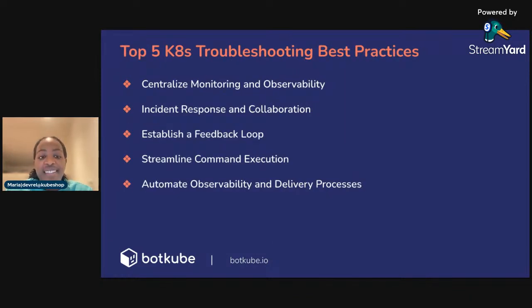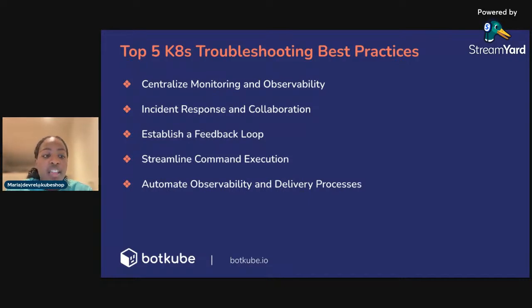So here's the core of the presentation. We're going to be going over the top 5 Kubernetes troubleshooting best practices. The first one is centralizing your monitoring and observability. At the core is transparency. If you do not know and if you cannot see, you cannot act. So you need to be able to give everybody the ability to see what's going on.